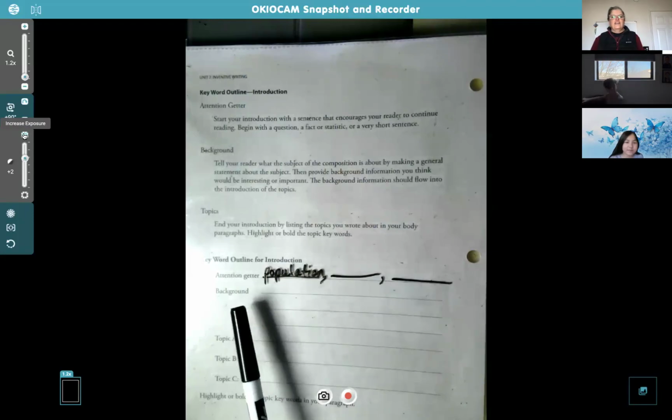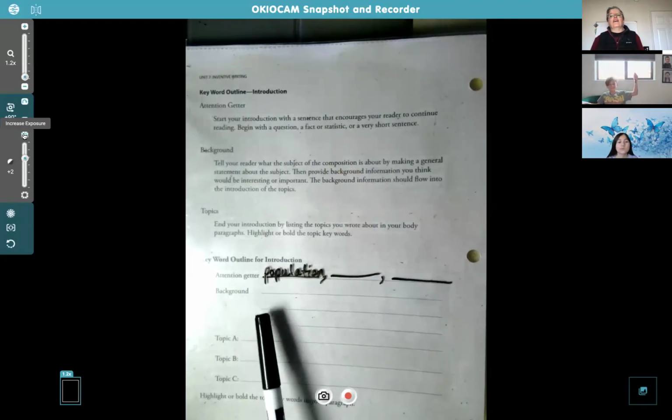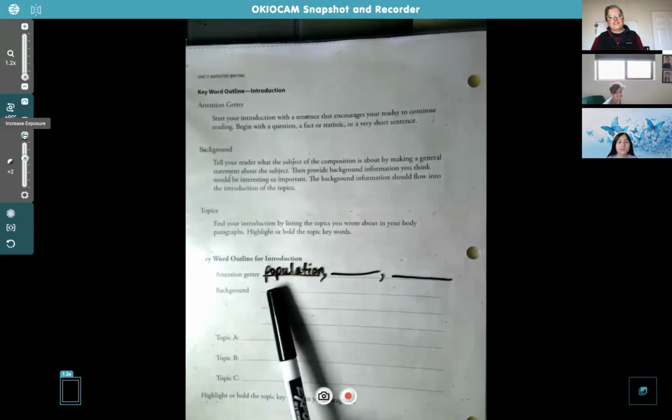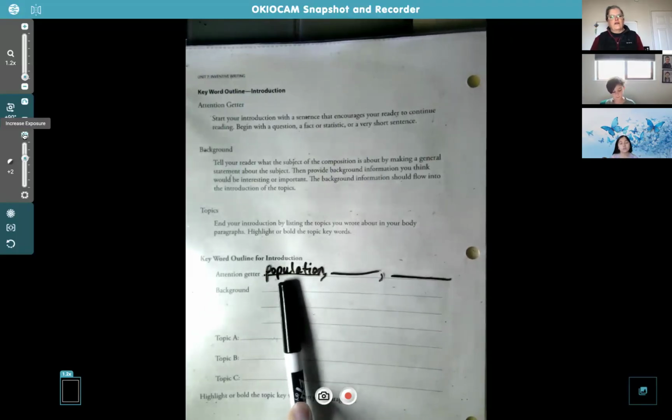Yeah. Good. Found another pen. Okay, good. So go ahead and write population. It's right there. Now we're going to move on to background. Okay. So while you're writing that, Sawyer, I'm going to read about the background.